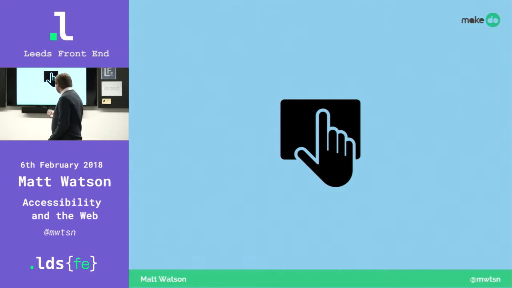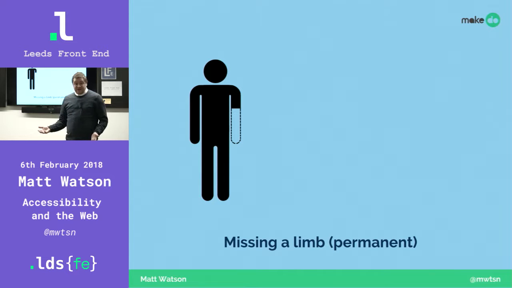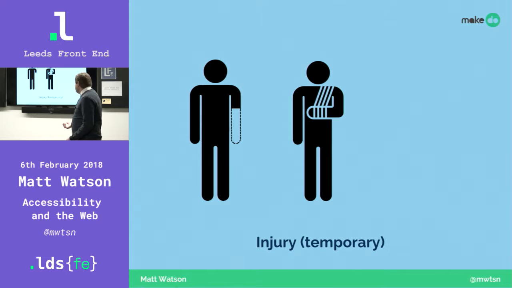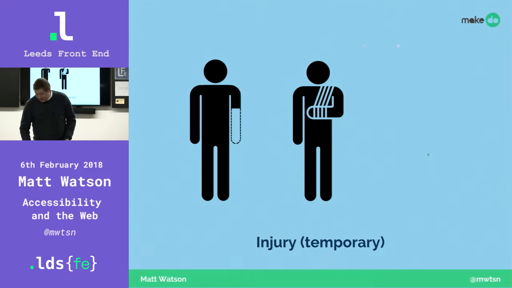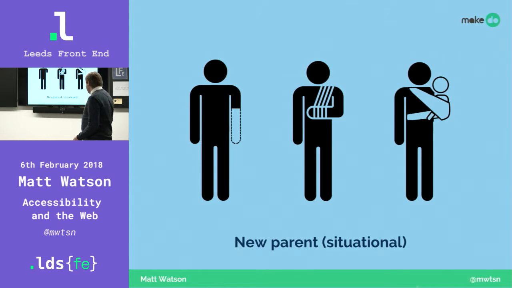So let's talk about touch. I mentioned a few touch issues there. A good example is you might have lost an arm, either in an accident or you were born without an arm. And this is a permanent disability. This will affect you throughout your life. A temporary disability, you may have had an injury, you may have broken your arm. It will get better. But for that moment in time, you're only able to use one arm. And the third type, of course, is situational.